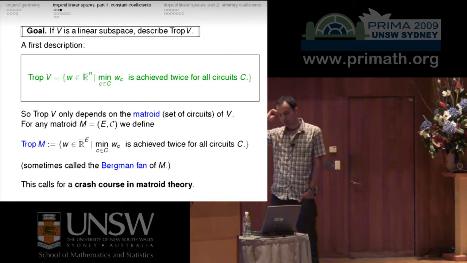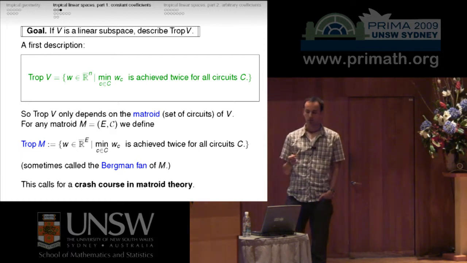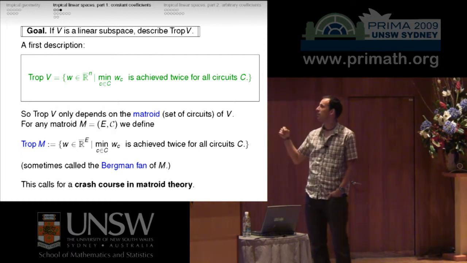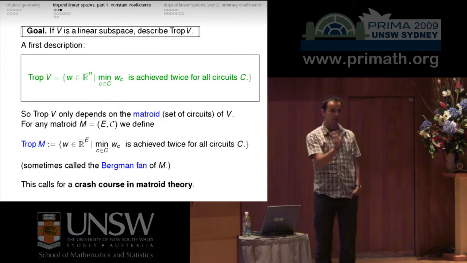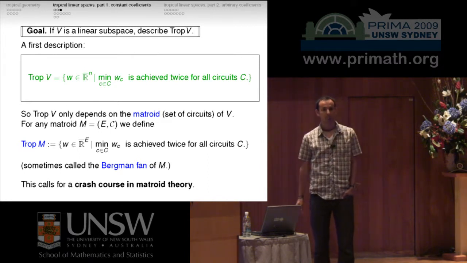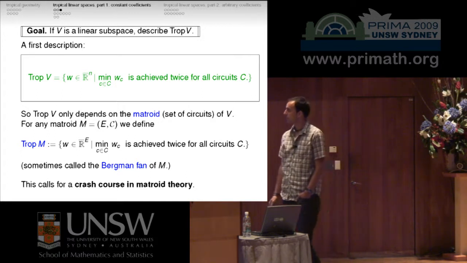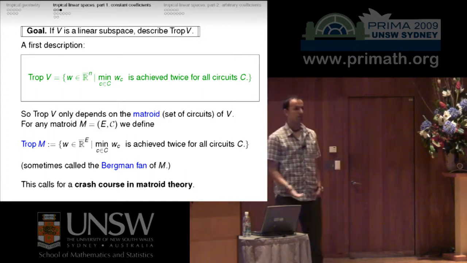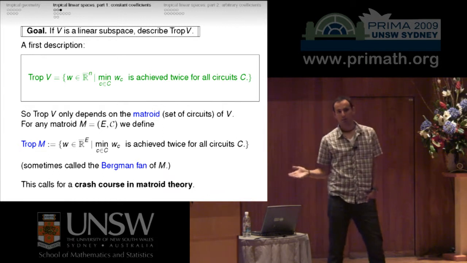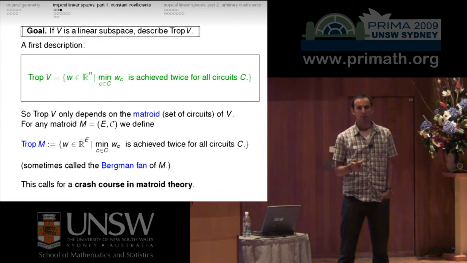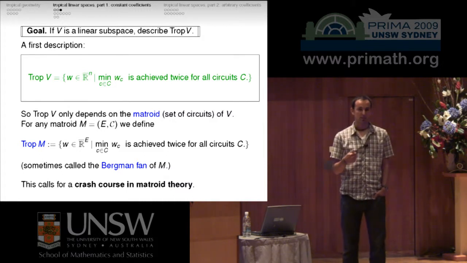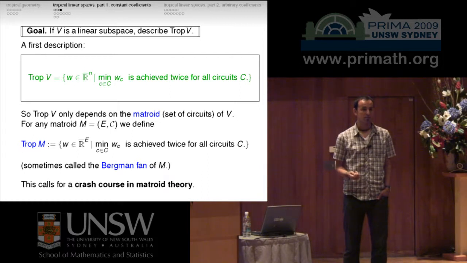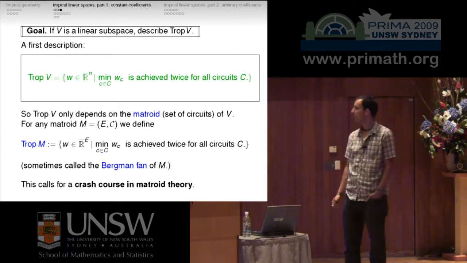So this is just repeating what I said. The tropical linear space is given by the points W in R^n, such that in each circuit the minimum is achieved twice. Now the next thing you should notice is that we basically lost all the coefficients, all the numbers, and all the data that we're using here is the set of circuits. The tropical variety only depends on the set of circuits, and this is exactly what's known as the matroid of the vector space.